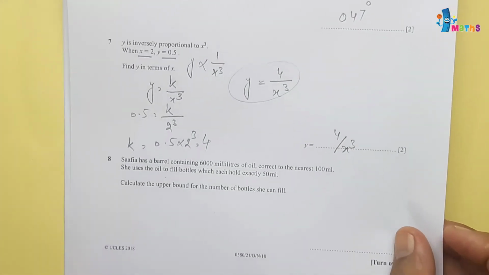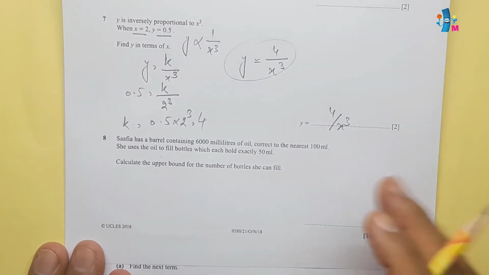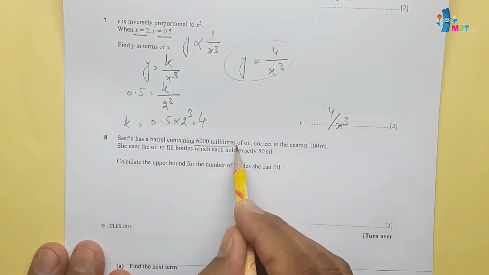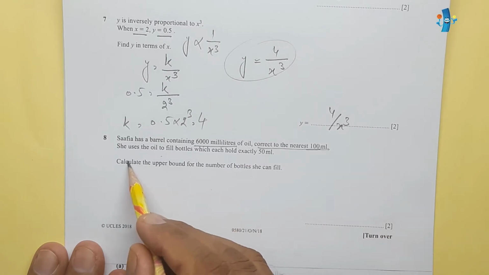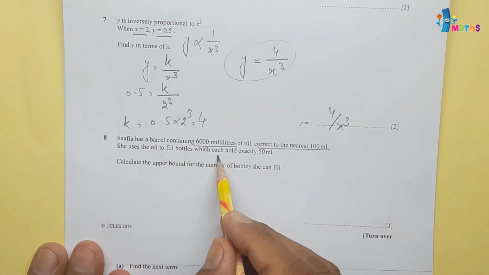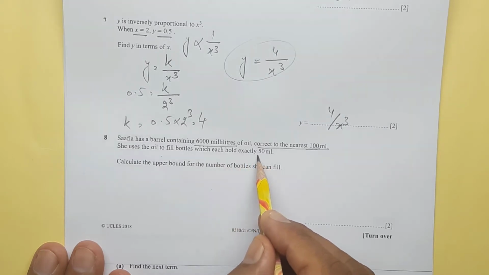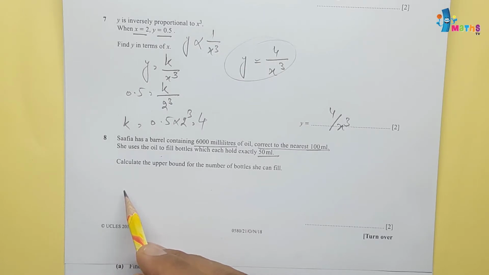Now this is question number 8. Safia has a barrel containing 6000 milliliters of oil, correct to the nearest 100 milliliters. She uses the oil to fill bottles which each hold exactly 50 milliliters. Calculate the upper bound for the number of bottles she can fill.